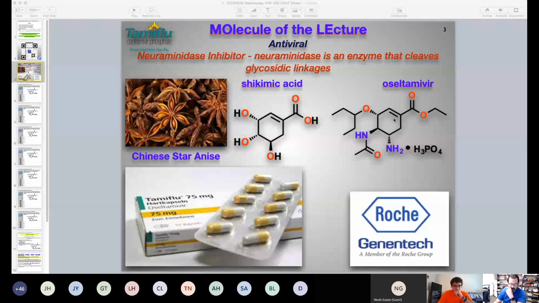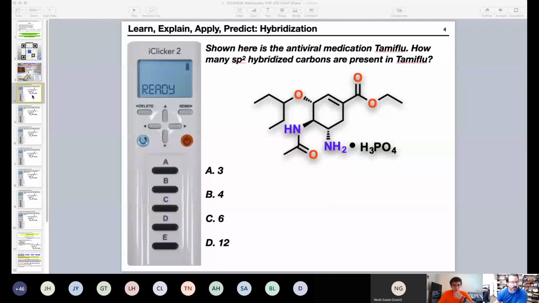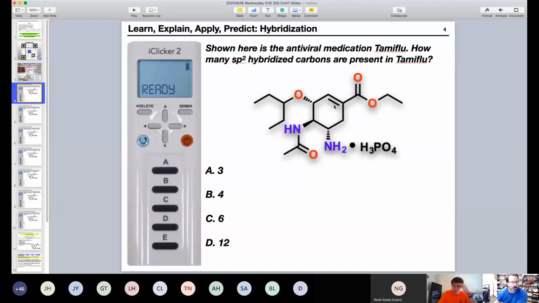So let's go ahead and ask some questions about it. So here's Tamiflu. Again, this part of the molecule is not going to come into play for these questions. It's just there to show you that the molecule is formulated as a salt. So how many sp2 hybridized carbons are present in Tamiflu? So in the chat, go ahead and throw in a letter or a number.